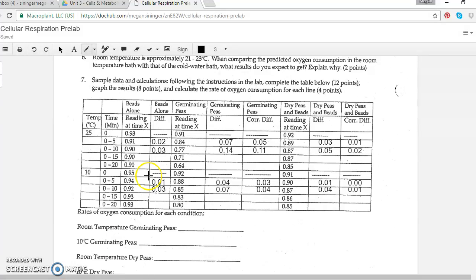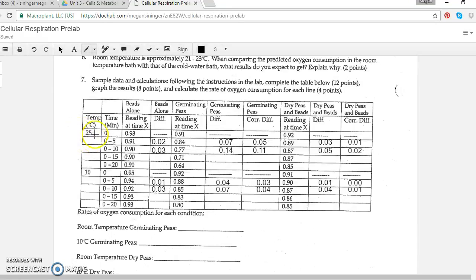So just to let you know, here's your data table, and there's two different water baths. You have a 25 degrees Celsius water bath, which is room temperature, and then you have a 10 degrees Celsius water bath, which is an ice water bath. For the lab, you are actually only going to be doing one of these. You're either going to do the 25 degrees Celsius or the 10 degrees Celsius water bath, and then you're going to share your data with your classmates. But for the purpose of the pre-lab, you're going to fill out this data table as if you were doing everything.